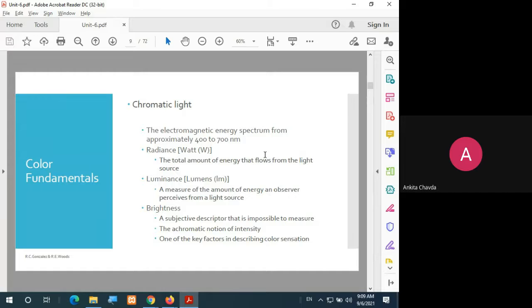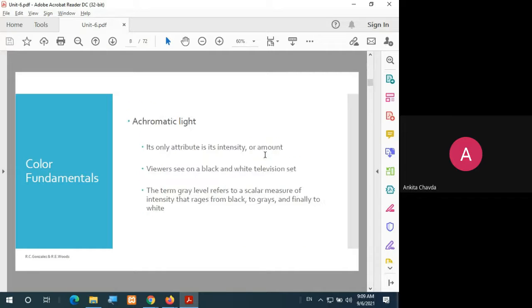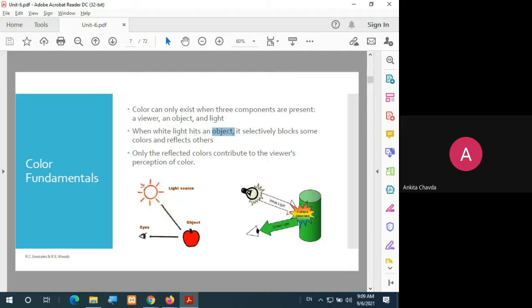So what is radiance? The total amount of energy that flows from the light source is known as radiance. Whatever energy is there from this light source, that is known as radiance. That is on the object. That is the full energy.